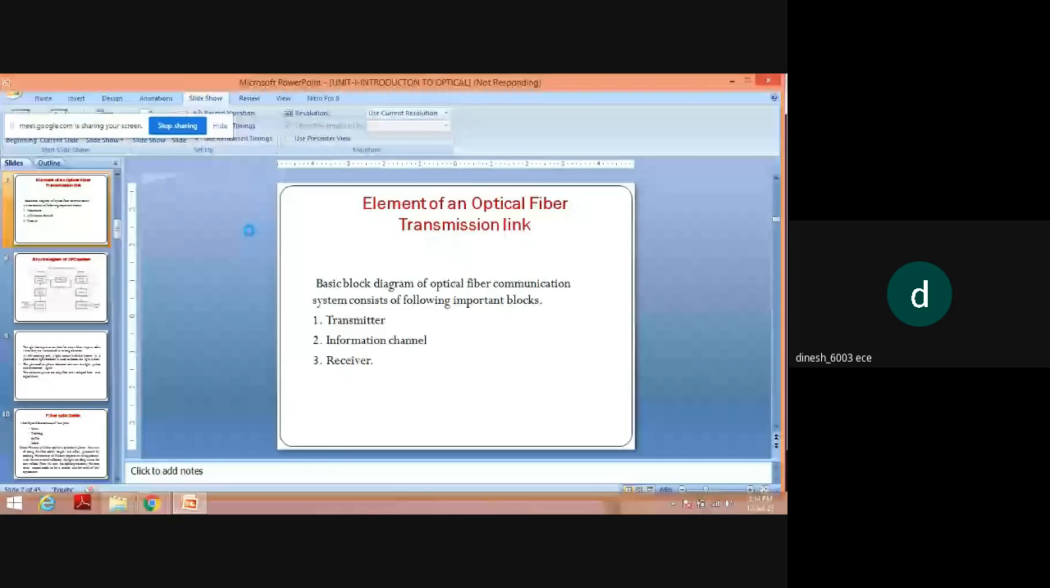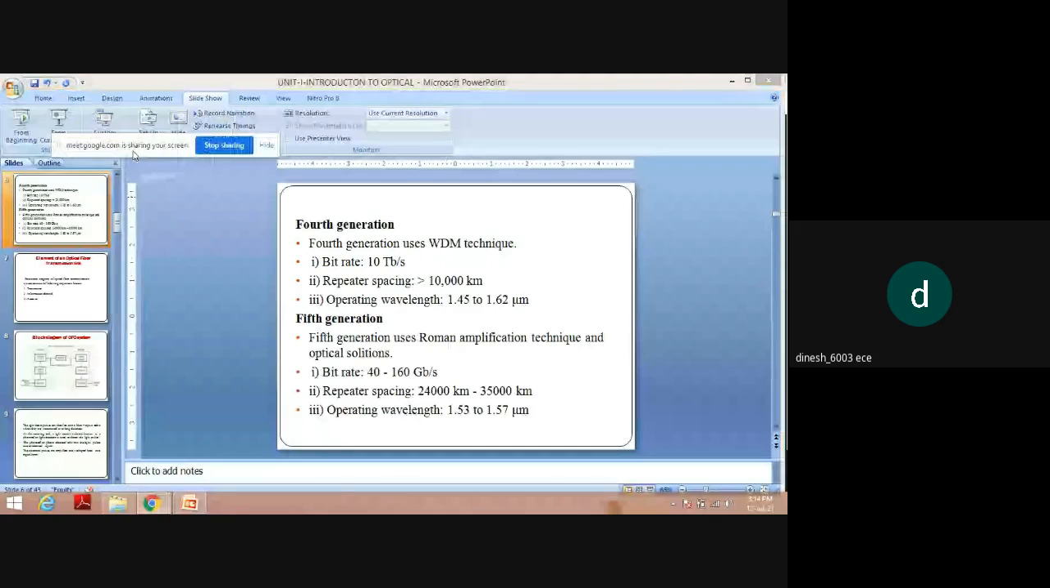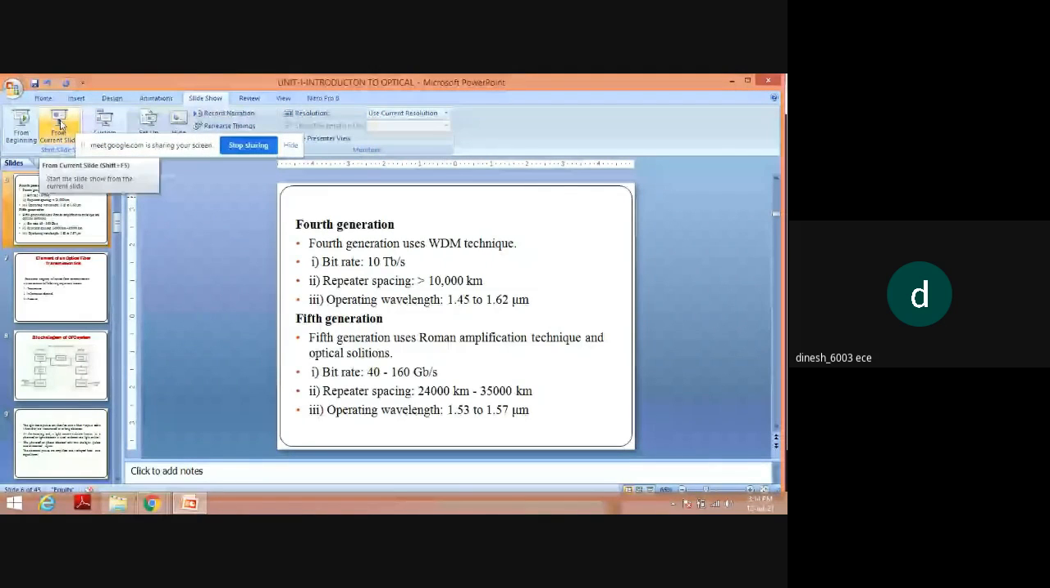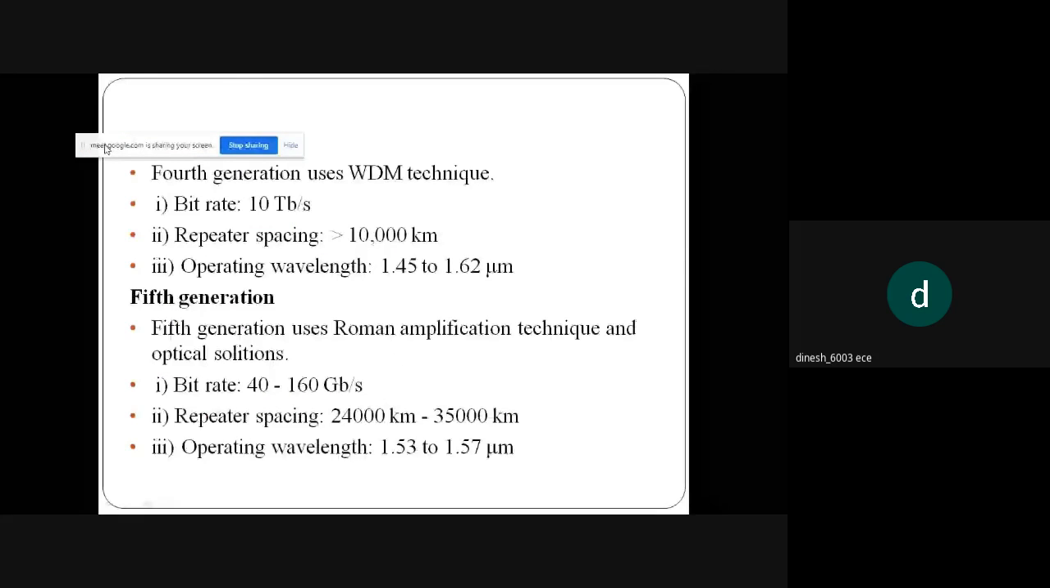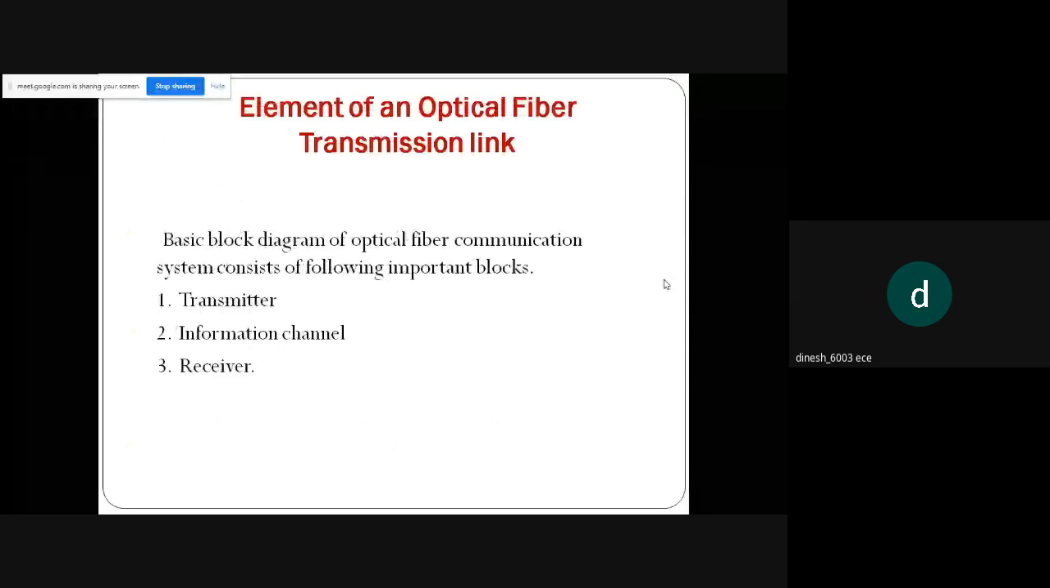So there are 5 generations of optical fibers. Depending upon the application and need, and also depending upon the deployment cost, we use any one of these 5 generation models.